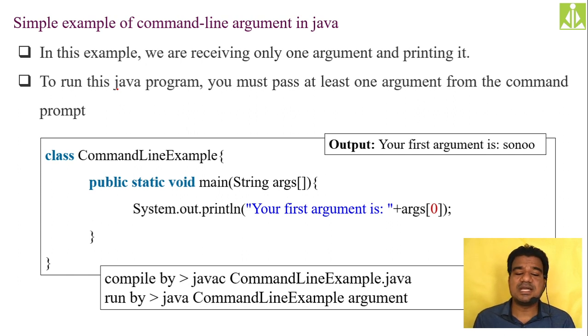Okay, so to run this Java program you must pass at least one argument from the command prompt. So you cannot run this program from the IDE, from the editor. So definitely you have to go to the command prompt, or you have to work on an IDE which supports the concept of passing command line arguments. I'm not saying all IDEs do not support it. There are IDEs which do support the concept of passing command line arguments. You have to work on those in order to execute these programs.